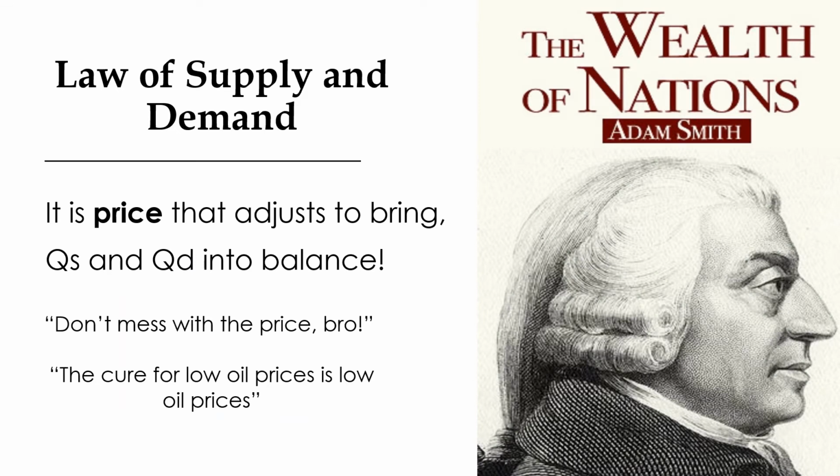So what can we conclude from all this? Well, we can conclude that it is the price that adjusts to bring the quantity supplied to the market and the quantity demanded in the market into balance. So when we have a surplus, for example, there's excess supply, the price has to go down. And when the prices go down, producers will supply less to the market in the future. Okay, so it is the price that adjusts.